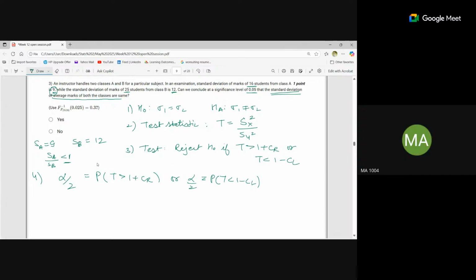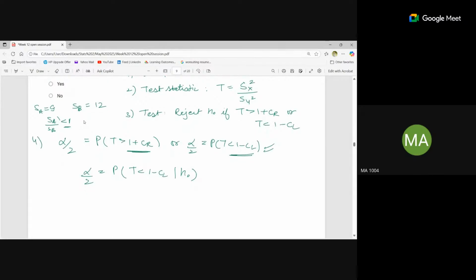So what I would be doing, you have to check whether I have to use 1 plus CR or 1 minus CL. If my value of this division is coming out to be less than 1, I would be using this value, which is the left hand side. Now, my alpha by 2 would be the probability of t less than 1 minus CL given my H naught is true, that is sigma 1 equals sigma 2.